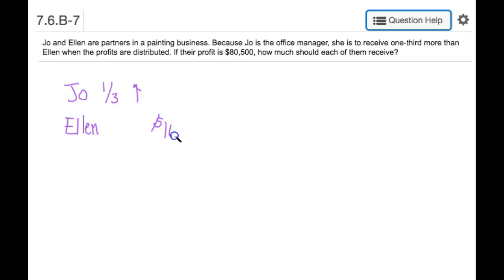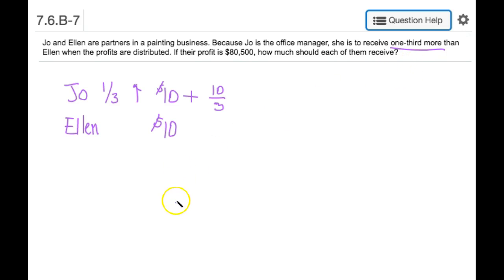That's her profit. Well, that would mean that Joe gets that same $10, but she's also going to get a third of the $10. That would be a third more than $10. So if you take Ellen's amount and divide it by 3, that's a third of what Ellen gets, and that's how much more Joe gets. So 1/3 more than Ellen.